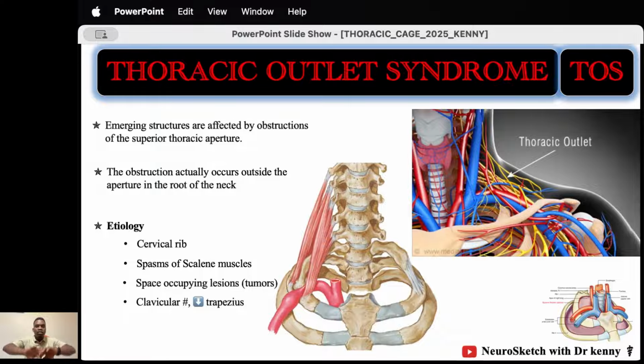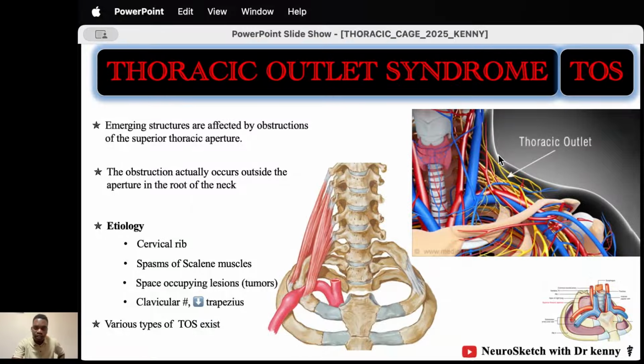Swimmers also, because they are doing hyperabduction and external rotation, have a risk of having thoracic outlet syndrome, because the muscular bands will hypertrophy and result in compression of these neurovascular structures, resulting in thoracic outlet syndrome. We have various types of thoracic outlet syndrome, but it's out of scope of our discussion.